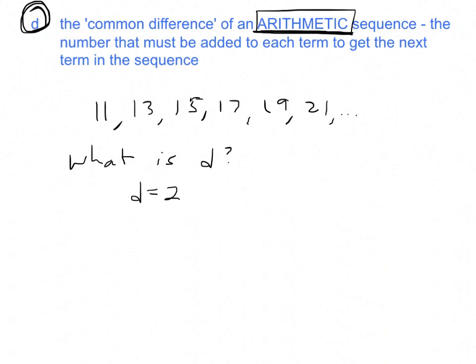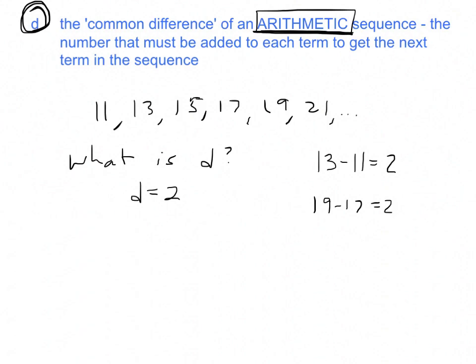If you weren't able to see that, one way that you can always find it is just take one term and subtract the one right before it. 13 minus 11 is 2. You could pick two other ones. 19 minus 17, also 2. Throughout this whole thing, you can see the common differences too.